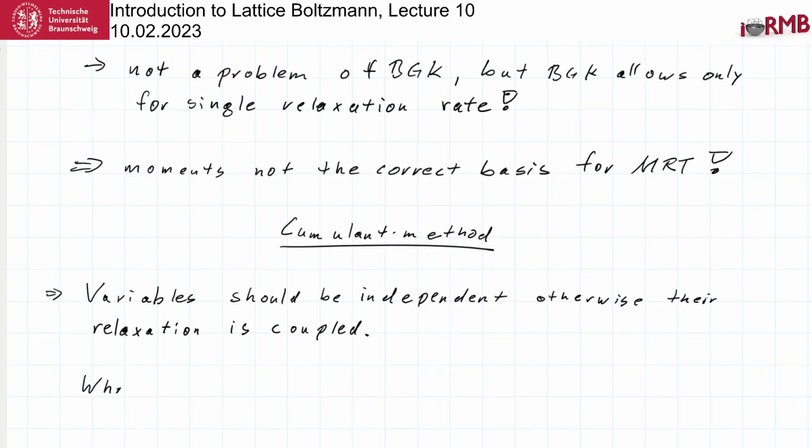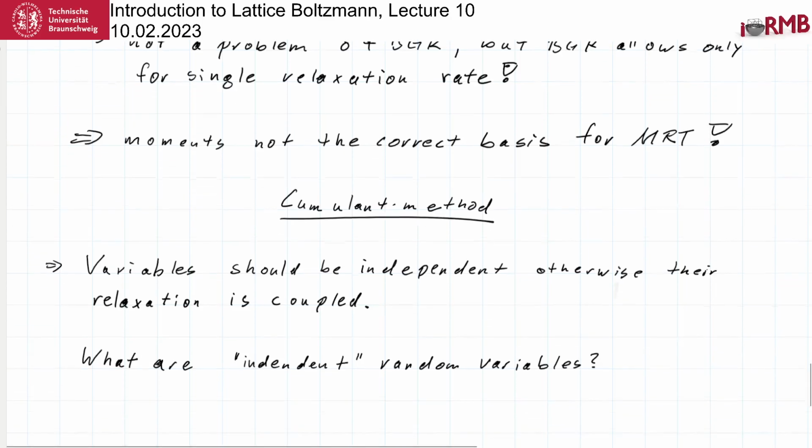So now the question is more or less a question of definition. What are independent variables? We call these random variables, because whatever random is, they are influenced by some outside things, like war. So what do we mean with independent variables?